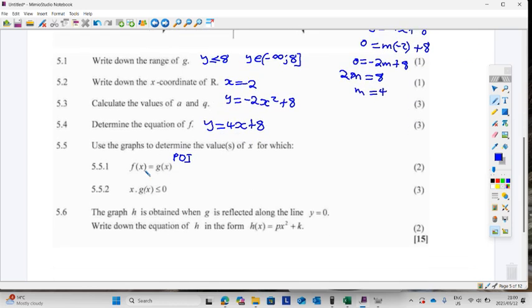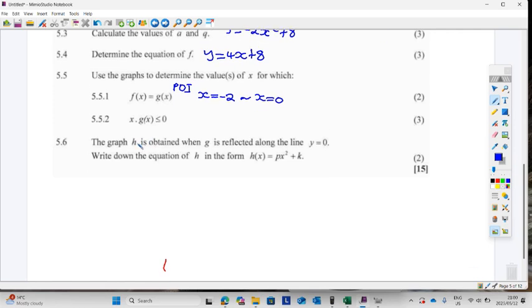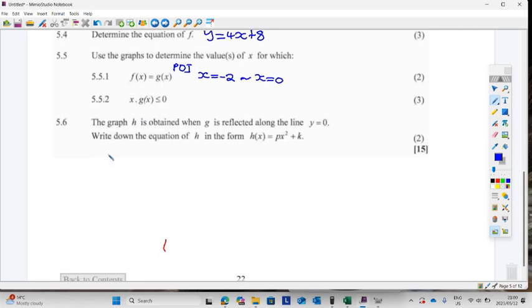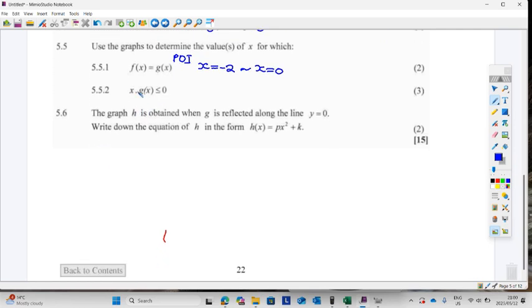So we are saying f and g are equal when x is equal to negative 2 and when x is equal to 0. We got these 2 points from the graph. And then looking at this one, interpretation: x multiplied by g of x is less than or equal to 0.